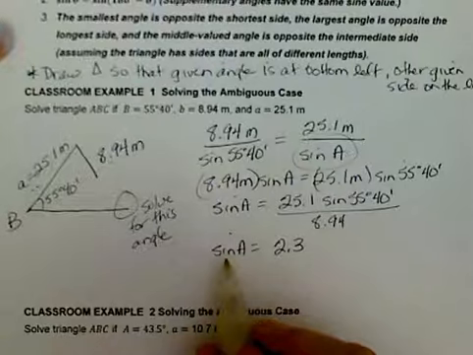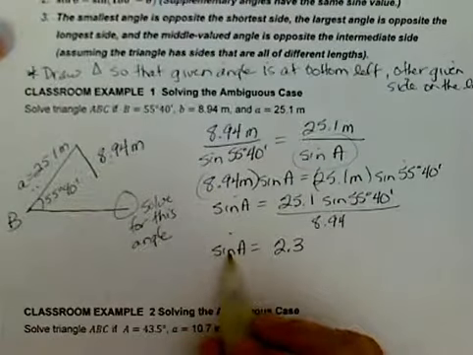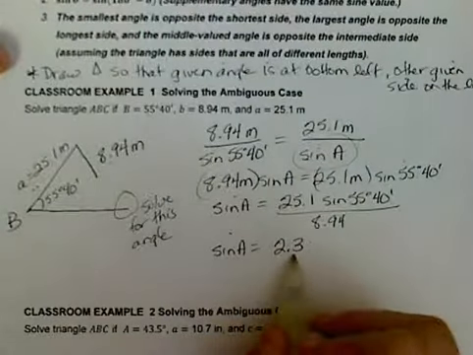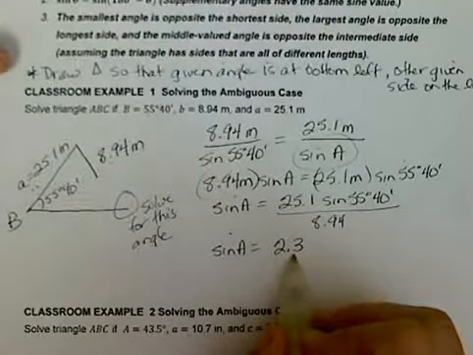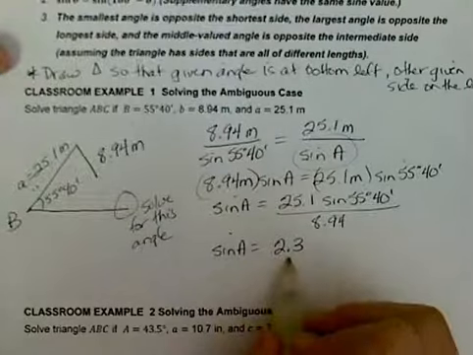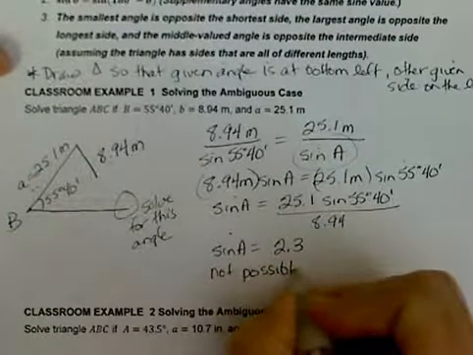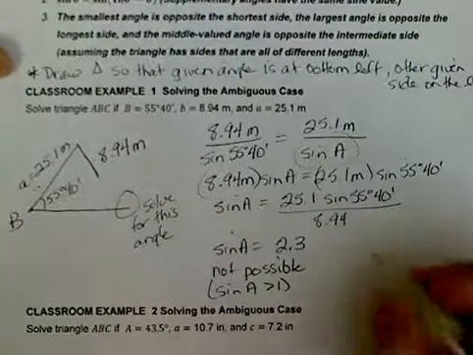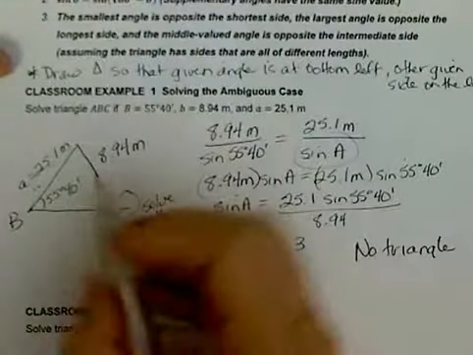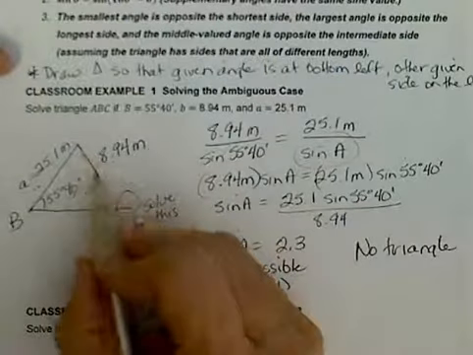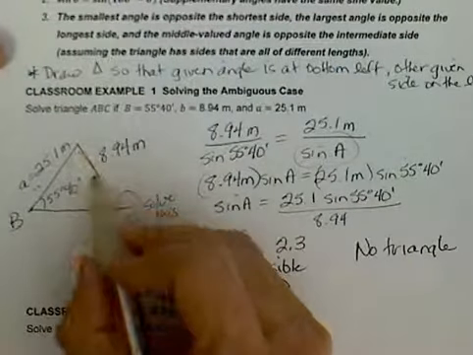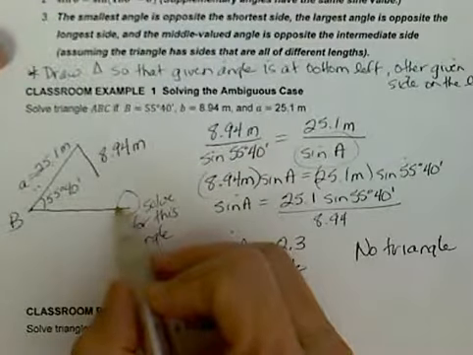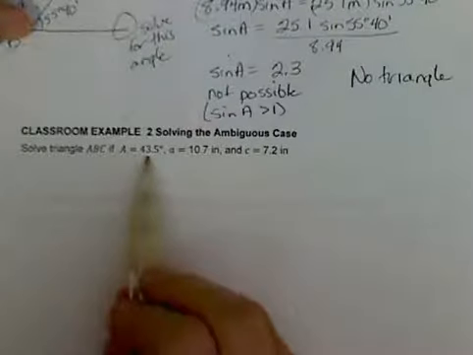This is the point where you can tell right away if there's no triangle. If the sine of your angle comes out to be greater than 1, that's not possible, and that's what happened here. Right away we know that there is no such triangle. This is not possible because the sine of A came out to be greater than 1. There's no triangle that would fit this situation. What's happening in our picture here is that this side is actually too short to come down and meet the base of the triangle. Let's look at another example.